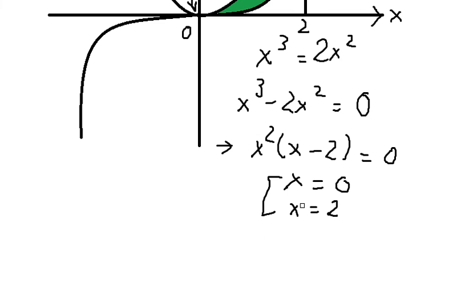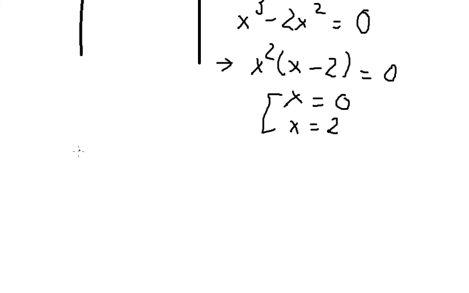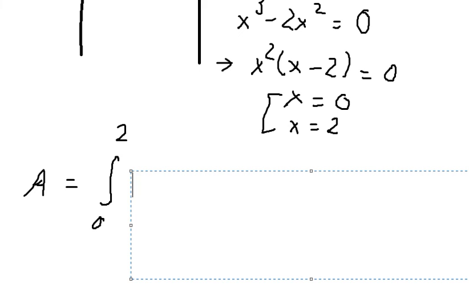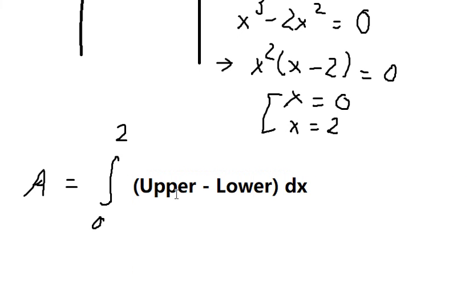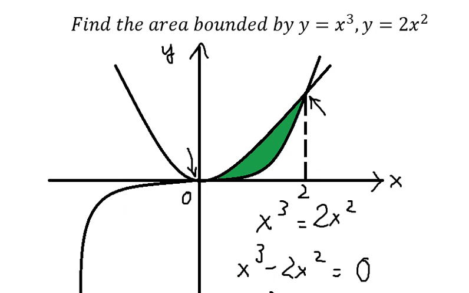So after we find the intersection, we can put into the integration in here. This is the area equals the integration from 0 to 2. So we have upper minus lower. So the upper, that is this one. The lower, that is this one in here, based on the graph.